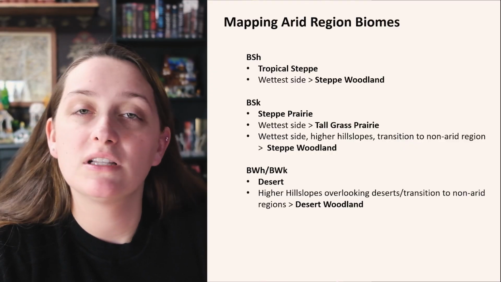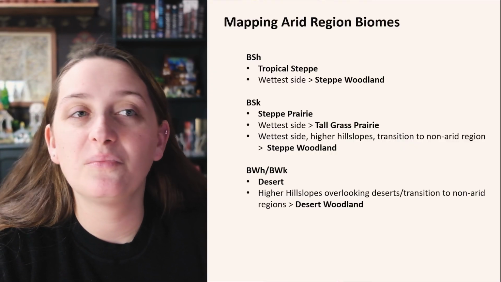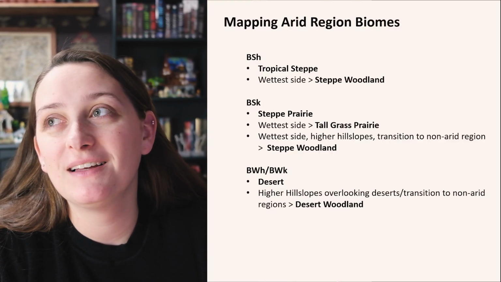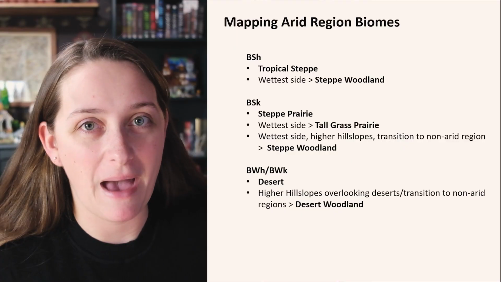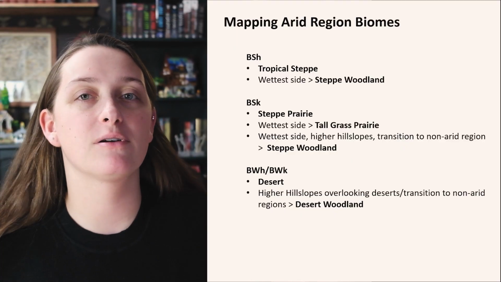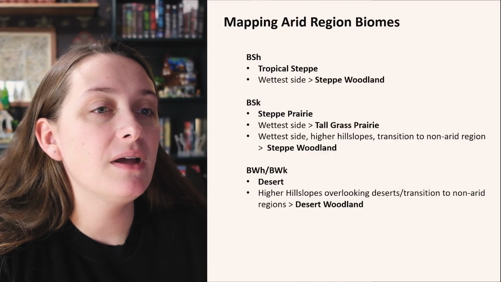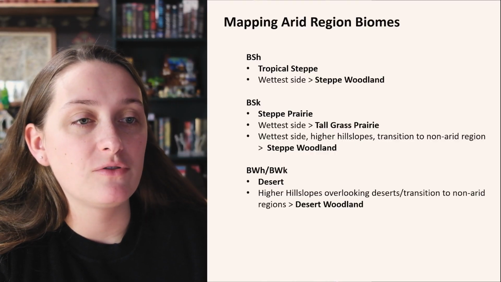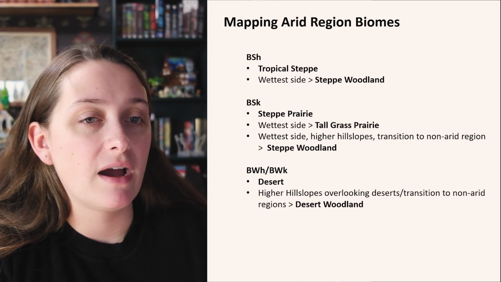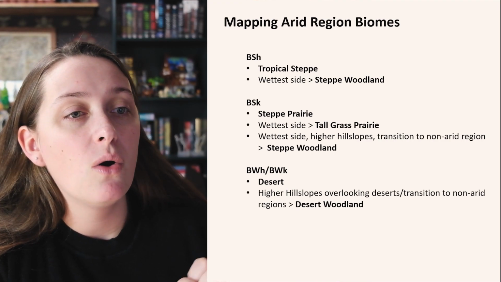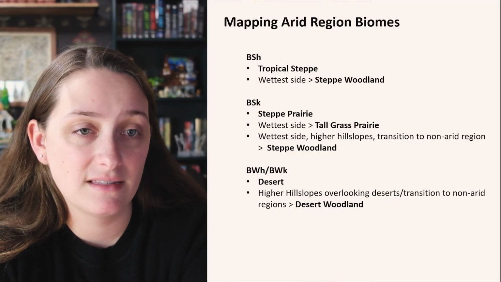And you can sprinkle some woodlands in some other areas as well. We won't really be able to tell at a global scale, you can't be exact here, right? Again, we're doing global maps. These are things that are more applicable at a smaller scale, but we're trying to get an idea. So the rest of the steppe regions will be tropical steppe, or BSH, or steppe prairie for the drier, hotter side of BSK, or they will be tall grass prairie for the wetter, coldest side of BSK.